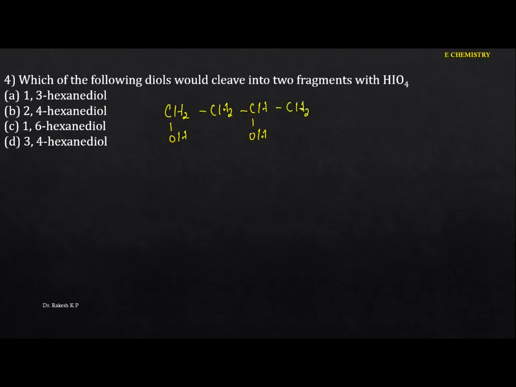So this is 4, 5, and this is the 6. This is for the first one. For the second one we have 2,4-hexanediol. This is the first carbon, and this is the second, where we have an OH, and again at the fourth carbon we have an OH. This is the fifth, and this is the sixth carbon.